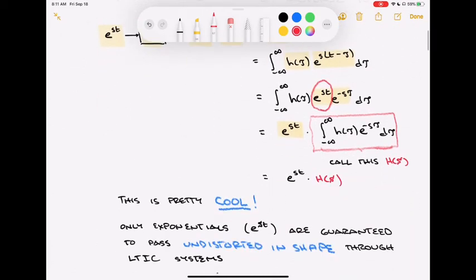So we call that constant with respect to time, but not a constant with respect to the frequency variable, H of s, and then we see that the output of our system in response to that complex exponential input is just the same complex exponential, and it's getting modified by that function of s, that constant. This changes the overall gain or maybe phase of that exponential by an amount that's related to H of s. I don't know. This is just super cool to me. This idea that I can put a waveform into a system and that it comes out undistorted in shape.